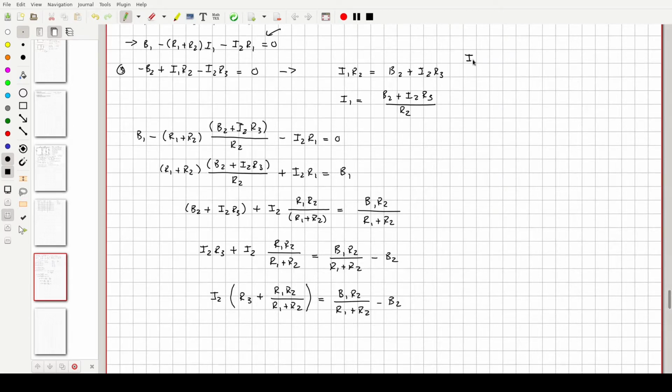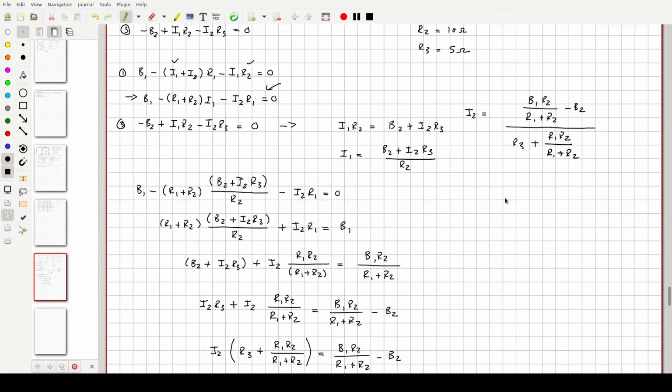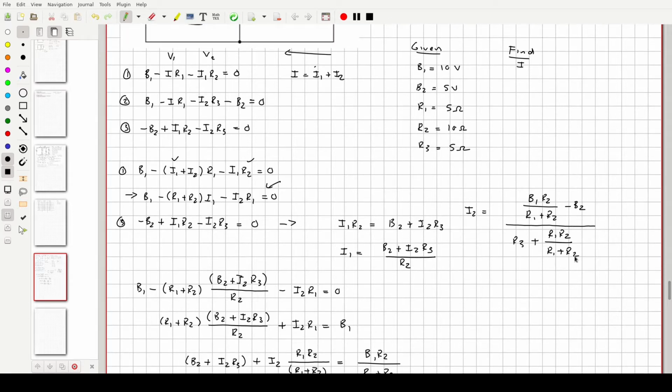But when I solve for I2 here, what I get is B1 R2 over R1 plus R2 minus B2, divided by a bunch of junk. That's R3 plus R1 R2 divided by R1 plus R2. And now you understand why they have circuit analysis software. You don't have to do that.